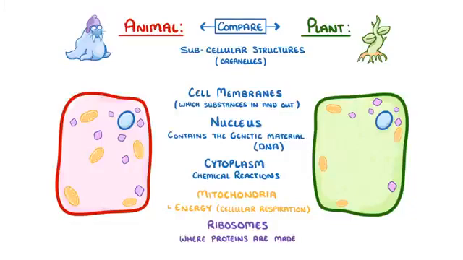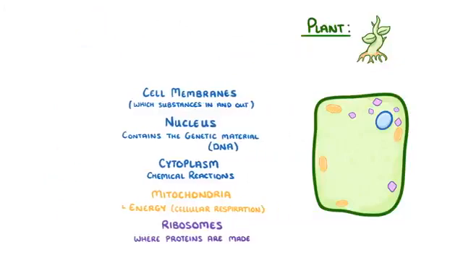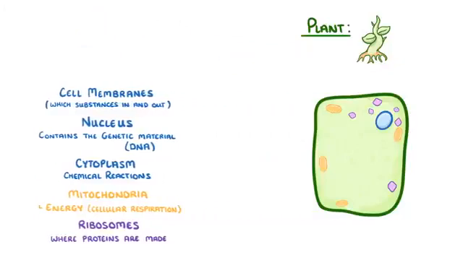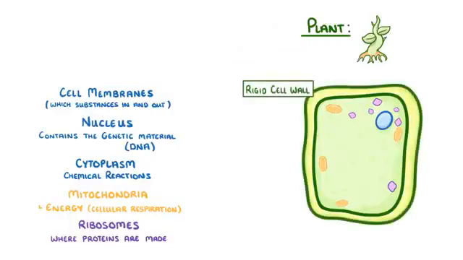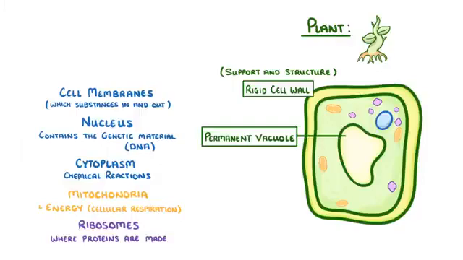In addition to all of these subcellular structures, which are common to both cell types, plant cells also have a few extra bits. Around the outside of the cell membrane, they have a rigid cell wall made of cellulose to provide support and structure to the cell, which is really important because if too much water entered the cell, it could burst. A lot of the cell is often taken up with a permanent vacuole that contains cell sap, which is basically a sugary solution made of the sugars and salts that the plant needs.